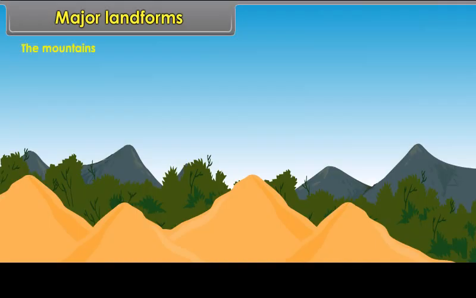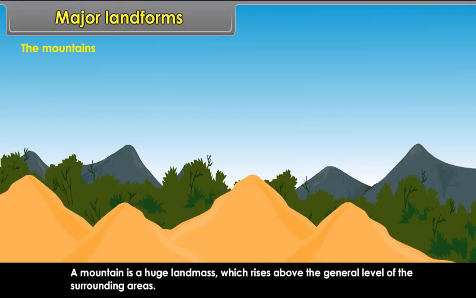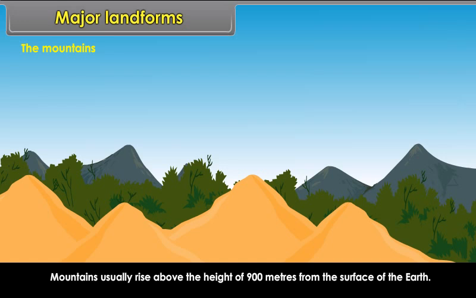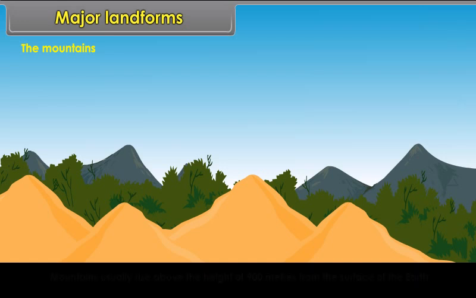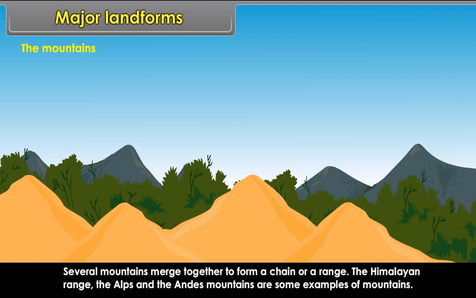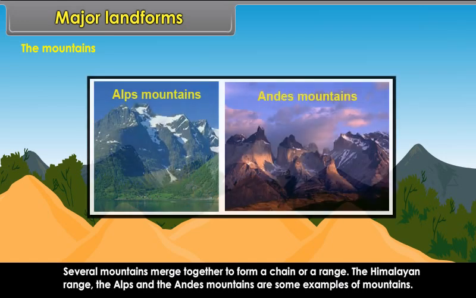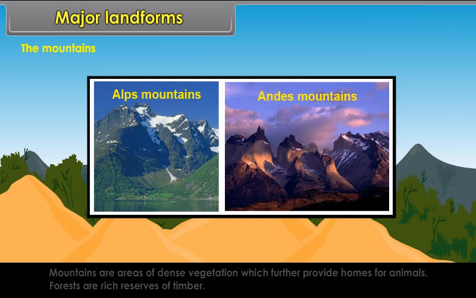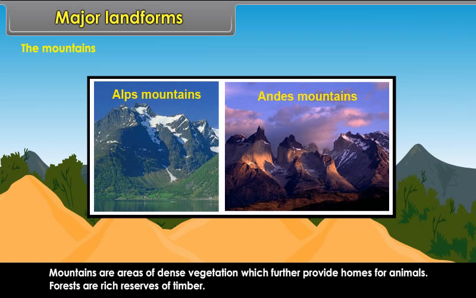The mountains. A mountain is a huge landmass which rises above the general level of the surrounding areas. Mountains usually rise above the height of 900 meters from the surface of the earth. Several mountains merge together to form a chain or a range. The Himalayan range, the Alps and the Andes Mountains are some examples of mountains. Mountains are areas of dense vegetation which further provide homes for animals. Forests are rich reserves of timber.